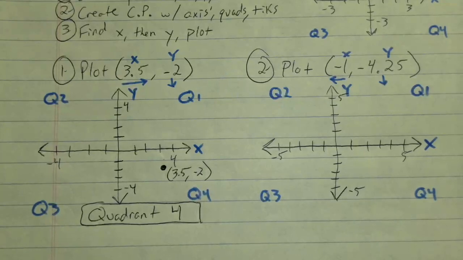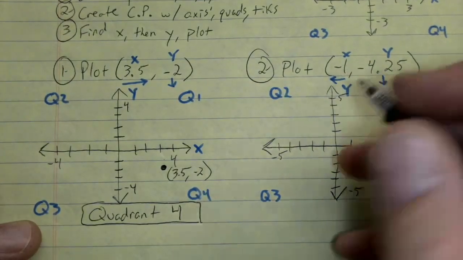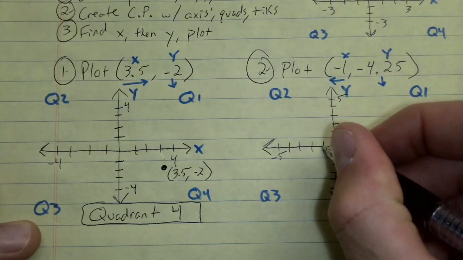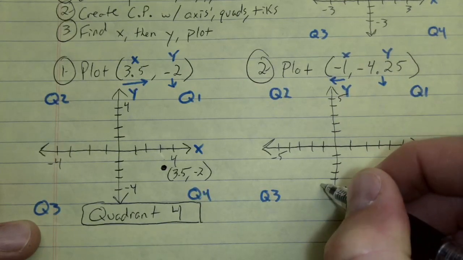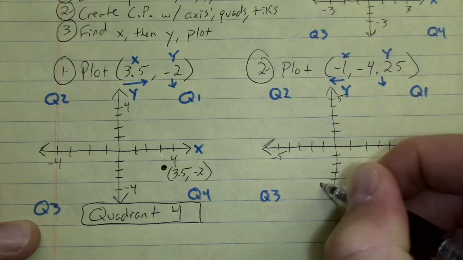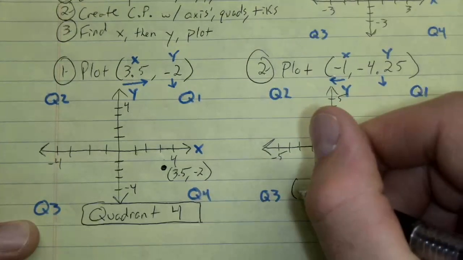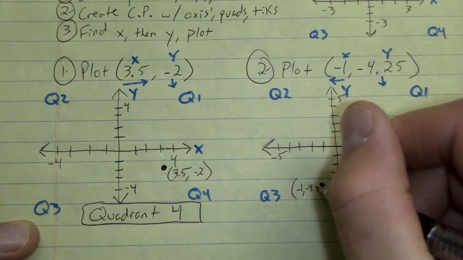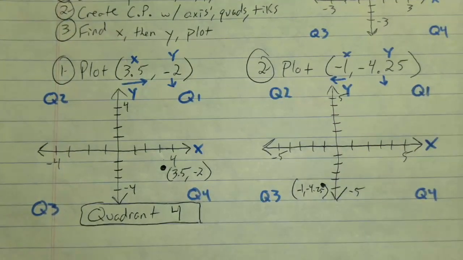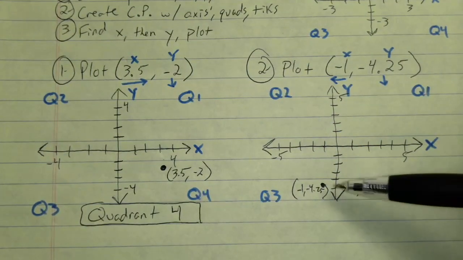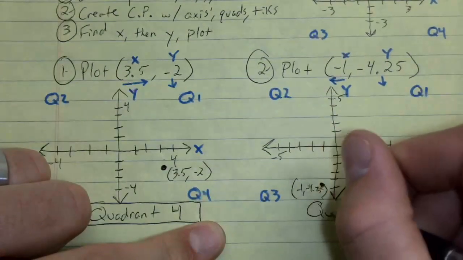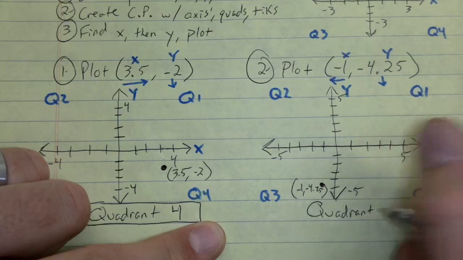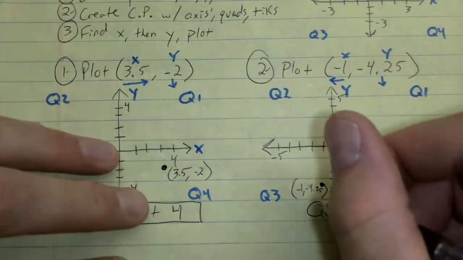Okay? So now, step 3 is find x and y, then plot. Your x is negative 1, and then you go down negative 1, 2, 3, 4.25. Go ahead and plot that, and that is negative 1, negative 4 and 25/100. Once you plot that, in which quadrant is that? It's in quadrant 3. Quadrant 3 is your answer.